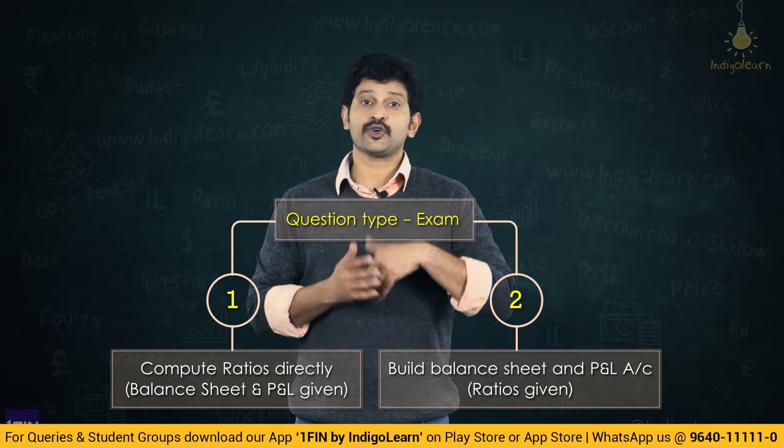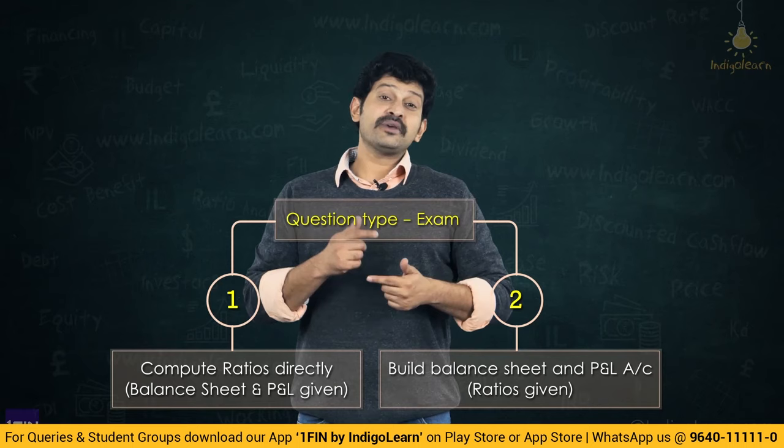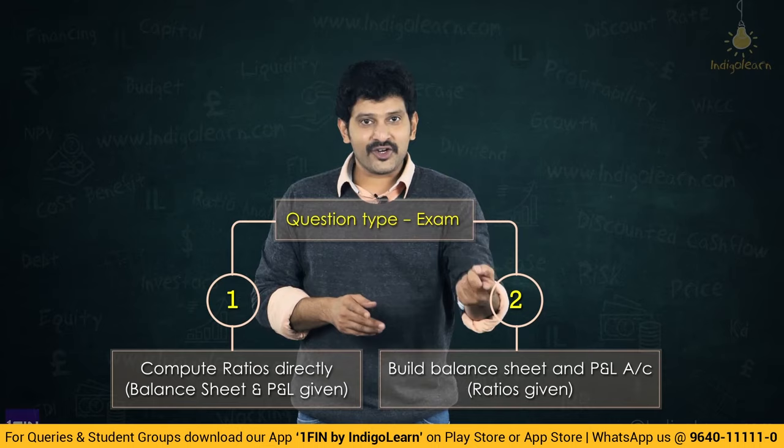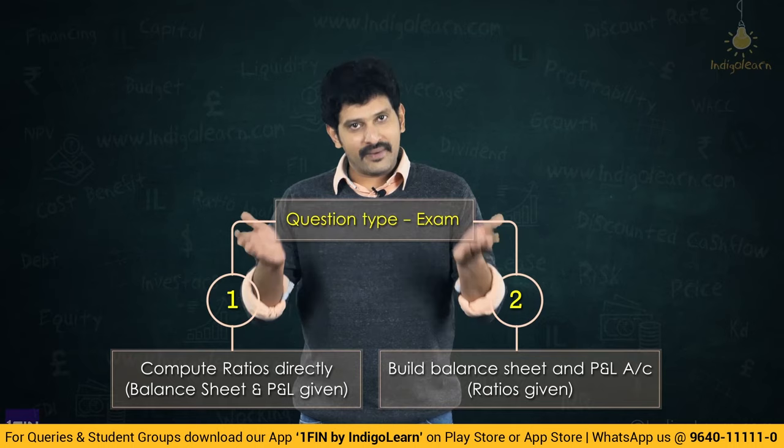This is one style. The other model, rather the most popular model, is you will be given one item either from the balance sheet or from the P&L account, and then you will be given a set of ratios. With the help of this one item and the ratios given, you pick up one of the relevant ratios and find the second item, and with that and some other ratio, you will find the third item. Like this, as you go on finding, we end up filling the balance sheet and P&L account, and we will be asked to prepare a projected balance sheet or a projected P&L account.